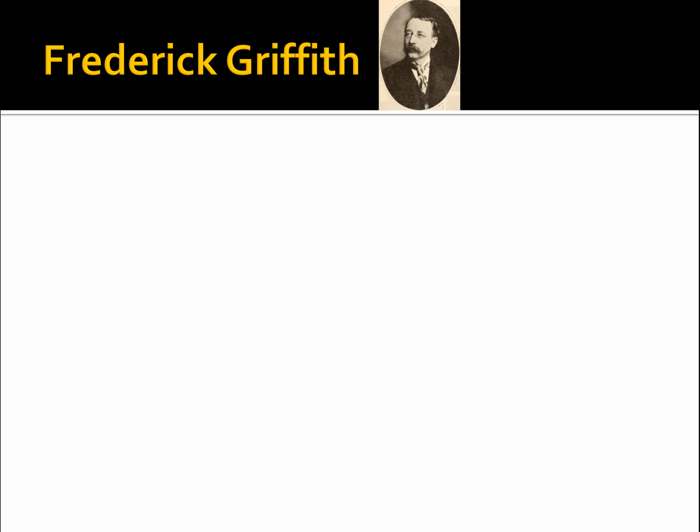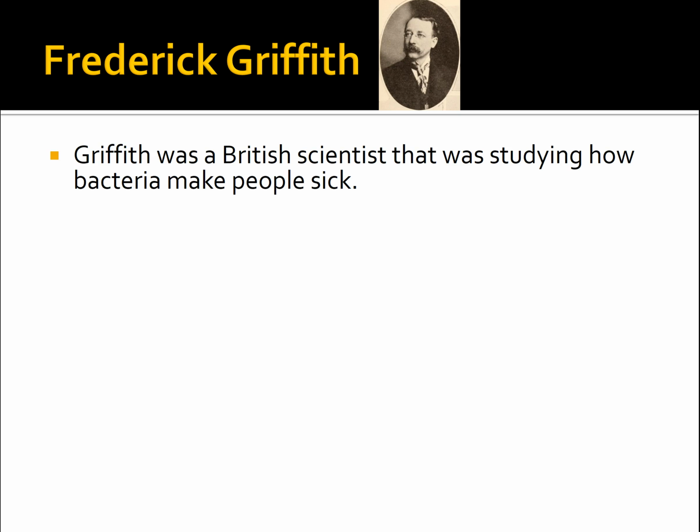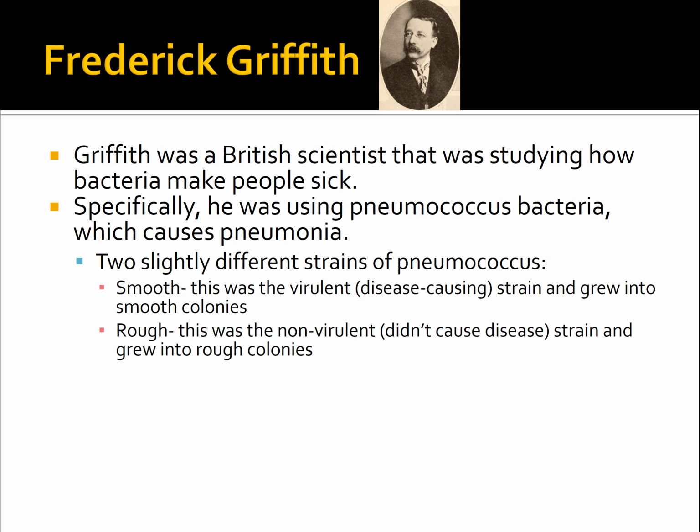Okay, the first scientist that we're going to talk about is Frederick Griffith. Frederick Griffith was a British scientist that was studying how bacteria make people sick. So the discoveries that he made about DNA were really accidental. They were a secondary conclusion because he was trying to study bacteria. Specifically, he was using pneumococcus bacteria, which is the bacteria that causes pneumonia.